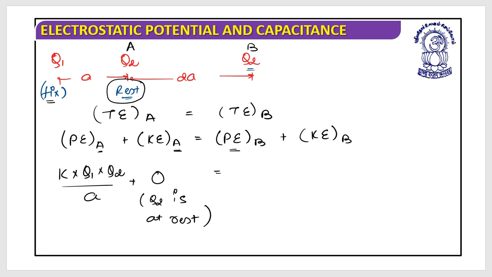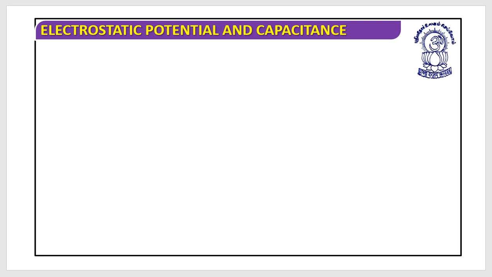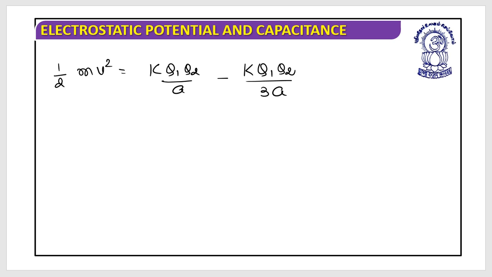Now potential energy at B, at this location, would be K multiplied by q1 multiplied by q2 divided by the separation of q1 and q2, which is 3a, plus kinetic energy. I don't know it because I want to find out the velocity. It's half mv square. So if I solve this, then half mv square should be equal to Kq1q2 divided by a minus Kq1q2 divided by 3a. Is it?